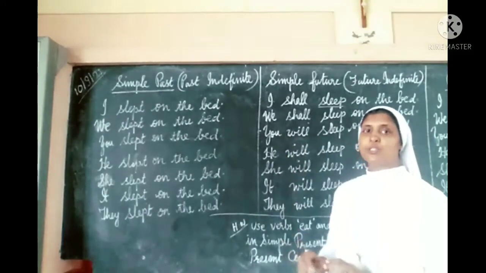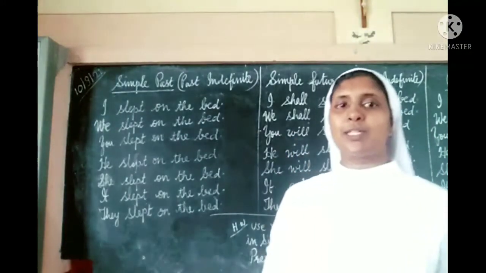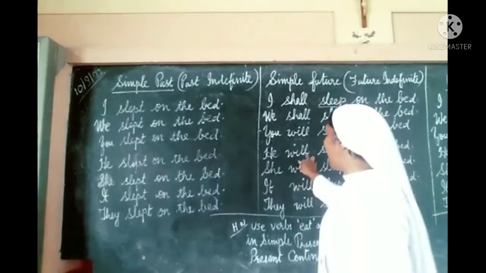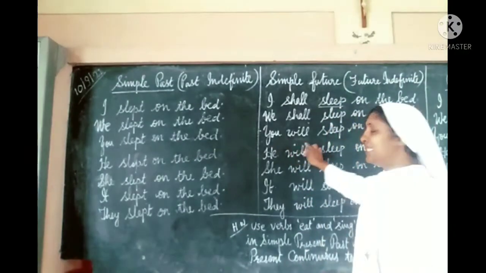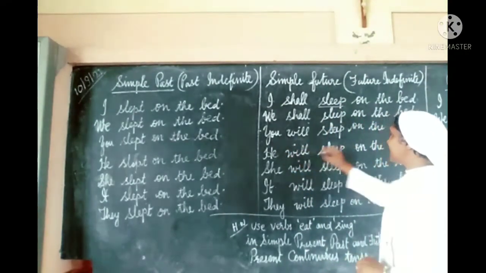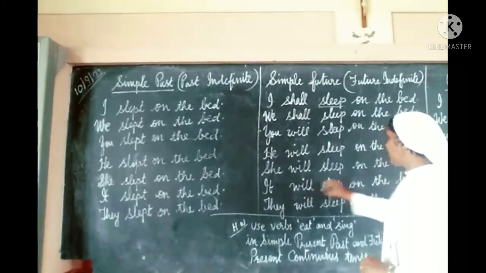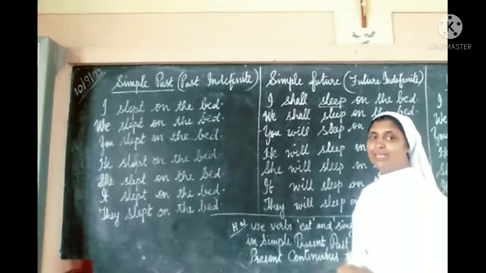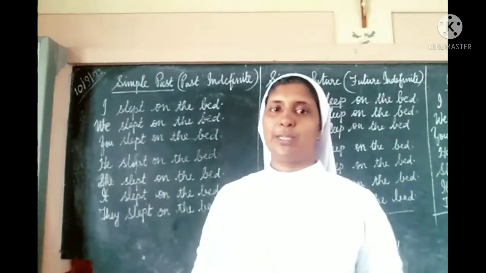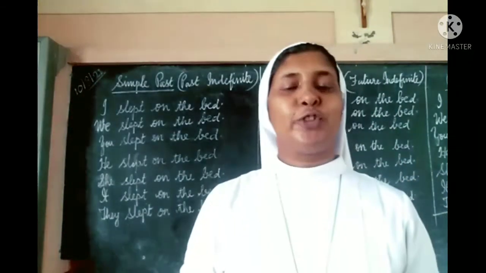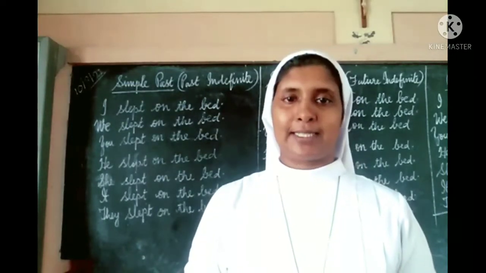Along with the rest of the pronouns, we use will. So you will sleep on the bed. He will sleep on the bed. She will sleep on the bed. It will sleep on the bed. And they will sleep on the bed. So that is the way we write future indefinite tense.